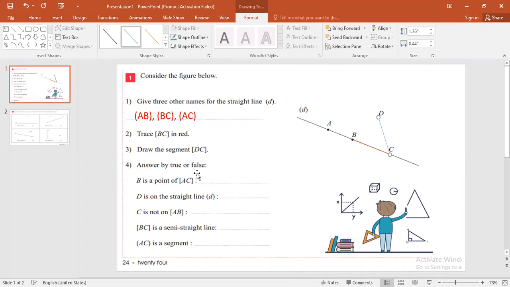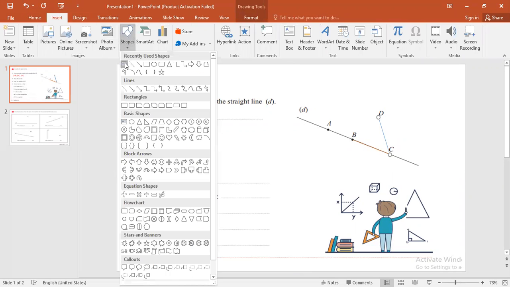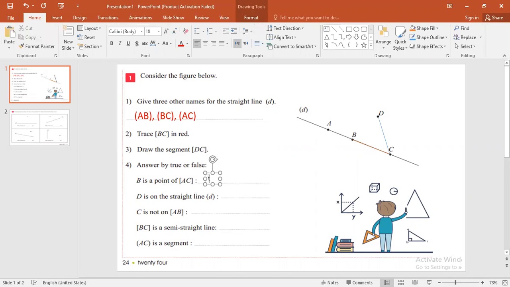Now answer by true or false. Let's answer. B is a point of AC. AC is a segment. So we have to move our finger from A to C. Let's move it and we see if we pass through B or not. A, yes, here is the B. So B is a point of AC. So it's true.